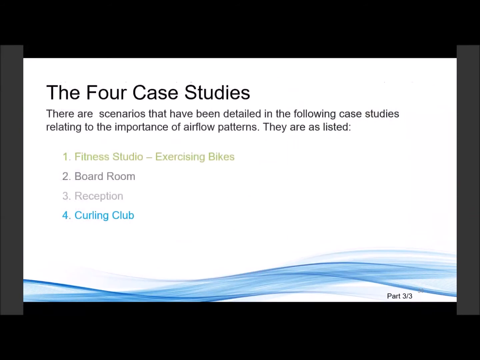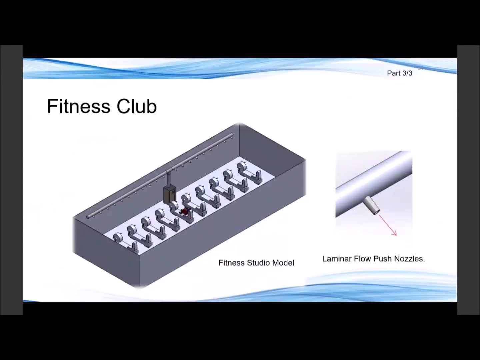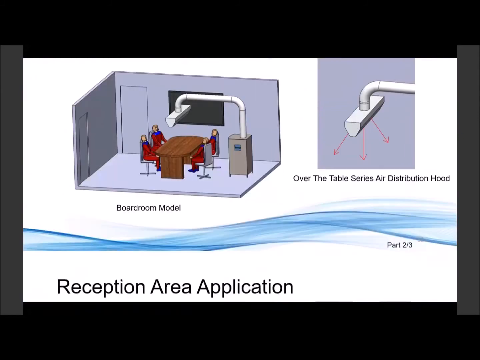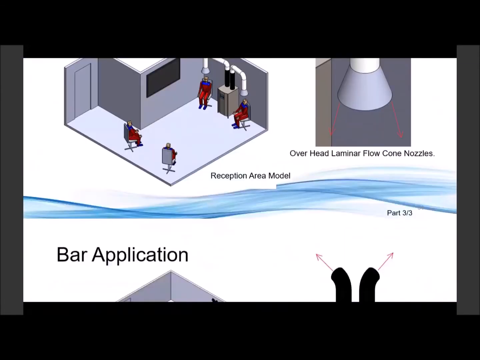Here are the four case studies. Just watching my time here. Okay, we're pretty good. We have a fitness studio using exercise bikes. We have a boardroom, a very simple boardroom table with about four people sitting around it. A reception with two people, and a curling club where they did a bar setting and also the ice setting, the ice pad. So here are our four applications, just as a quick intro.